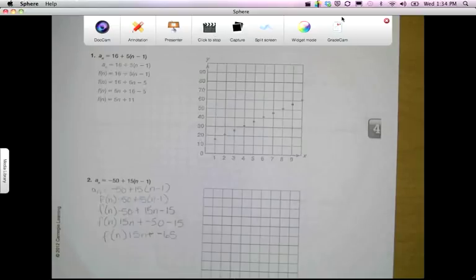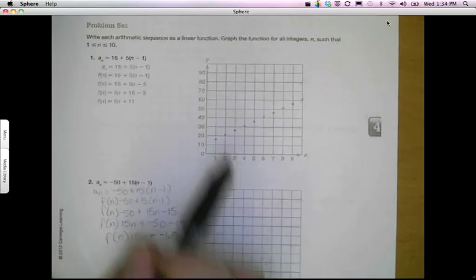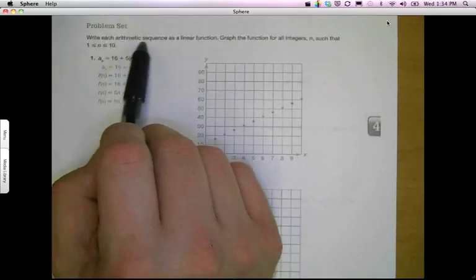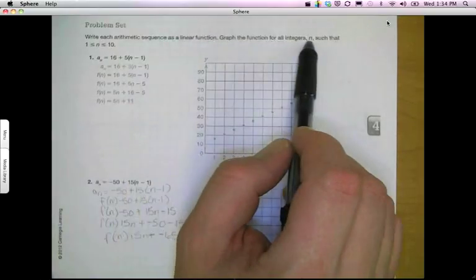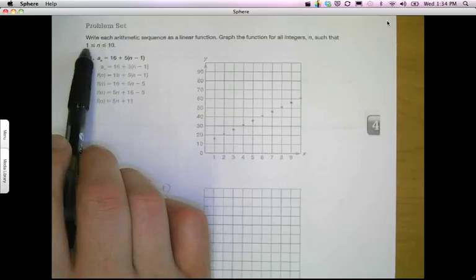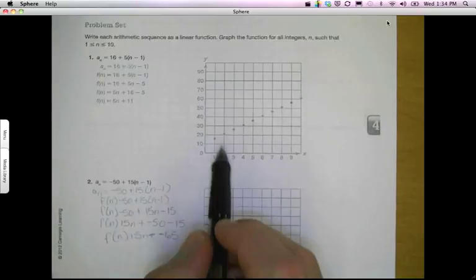Okay, in this problem, we are in lesson 4.5 in the skills practice. For these questions, you're supposed to write each arithmetic sequence as a linear function. Then you've got to graph the function for all integers n such that n is greater than or equal to 1 and less than or equal to 10. In other words, you're going to be graphing it from 1 to 10.